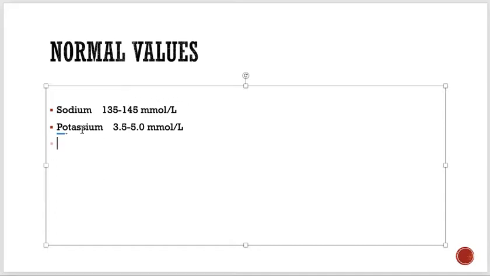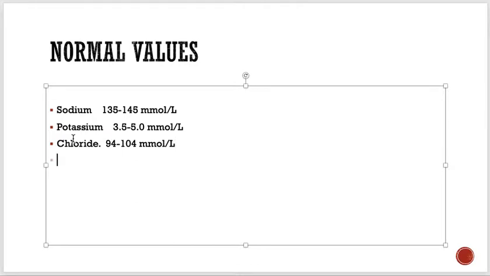Bicarbonate, sodium, potassium, and chloride, by the way, are also called the magic fours. It is easy to remember them by remembering the number 4. You can remember it this way: 135 to 145 for sodium, and 3.5 to 5.0 for potassium. Chloride normal values are 94 to 104 millimole per liter, or milli equivalent per liter.